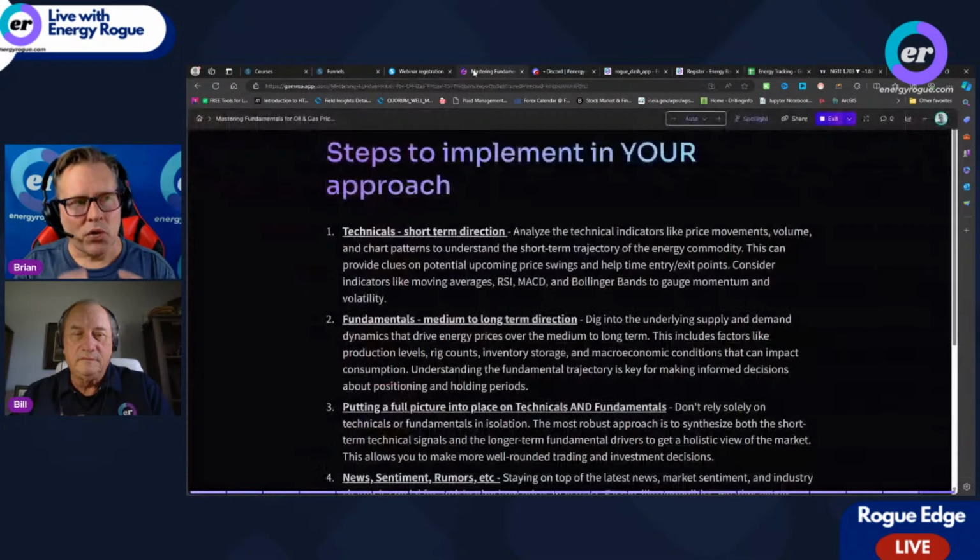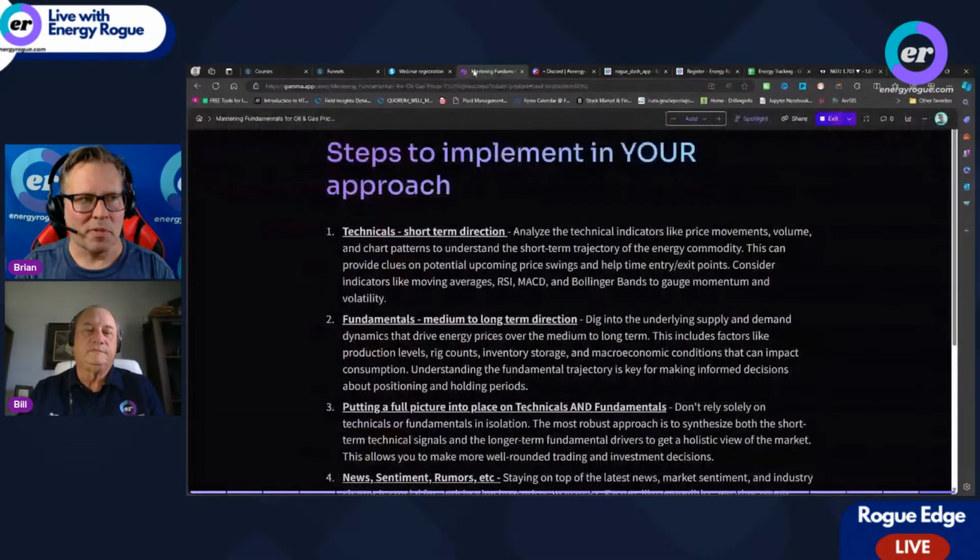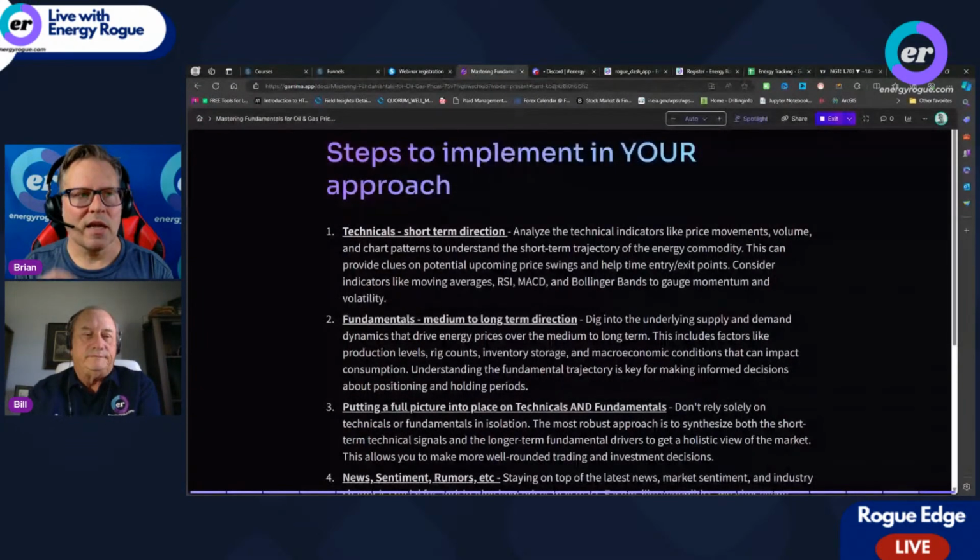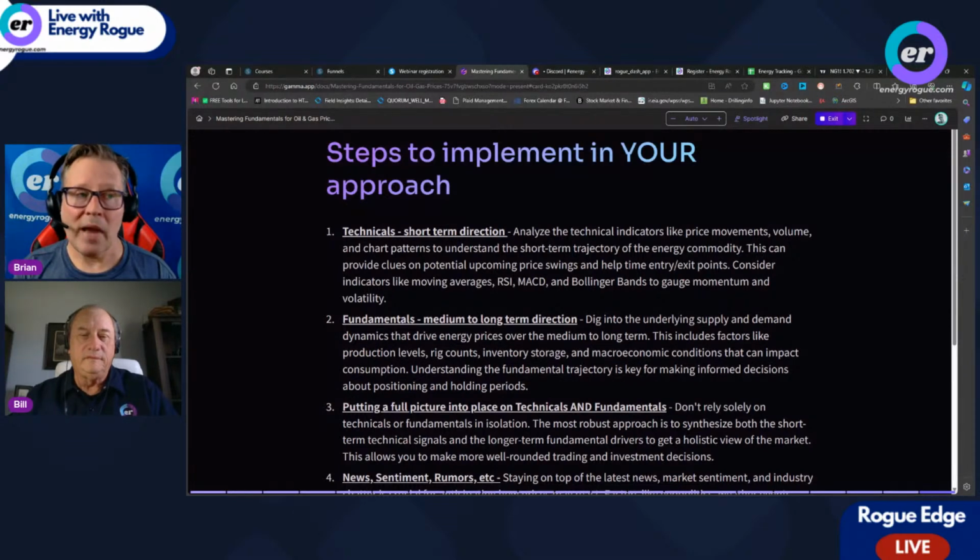But the key is to put it in a format that is repeatable so that you can update your technicals, update your fundamentals, so that you can come up with your decisions and manage your business, whether you are in the energy business, a hedge fund, private equity business, and you're making investments in energy, or individual traders or macro traders. We have so many different people that have come to our platform.